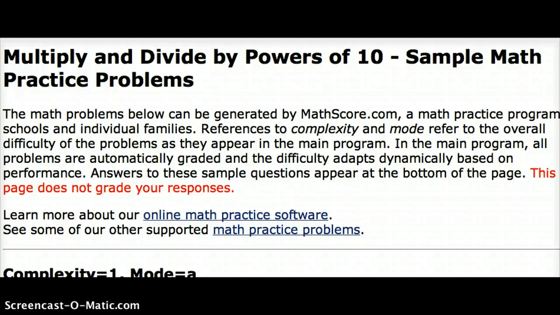Hi mathletes, this video is going to be about multiplying and dividing numbers by powers of 10. This video is just examples, and you can watch my other video on powers of 10 for a lesson. I'm using the worksheet online that's from mathscore.com.